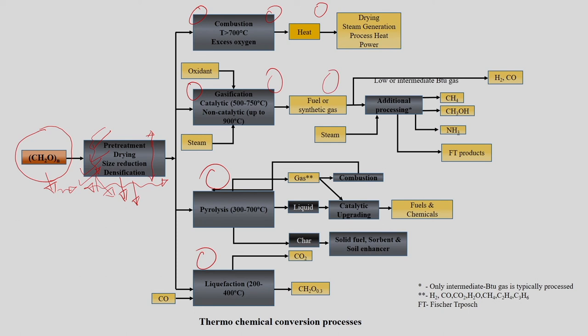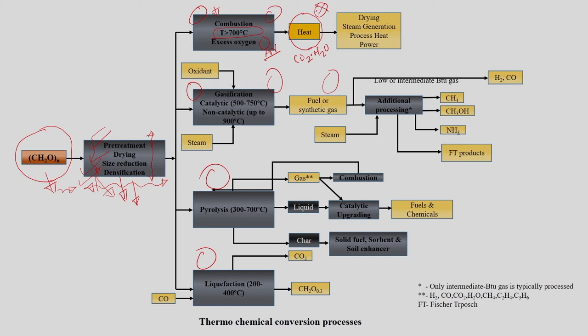So, just talk about the combustion process first. In the process of combustion of the biomass, the temperature here is above 700 degrees C and it requires excess oxygen or air as a medium for the oxidation of the feedstock to produce the product. And the product obtained from this process is a significant amount of heat along with CO2 and H2O as gas, as I already mentioned in the previous slide. So, these are the two gases which can be obtained from this particular process, and along with that it also releases a significant amount of heat.